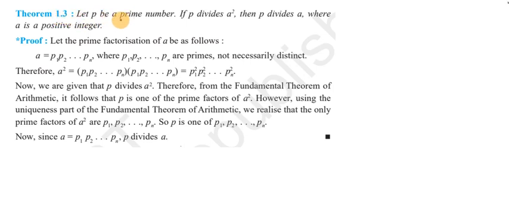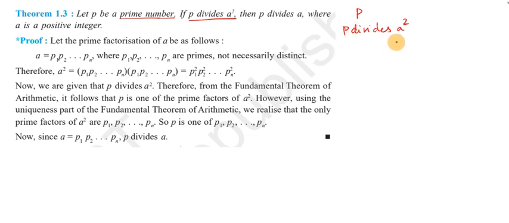Let P be a prime number. So we are considering P to be some prime number. And they are telling that P divides a square. So here what they are telling is P divides a square. What is the meaning of P divides a square is what we need to know first. If we know the meaning of this, the rest of the theorem is going to be very easy.